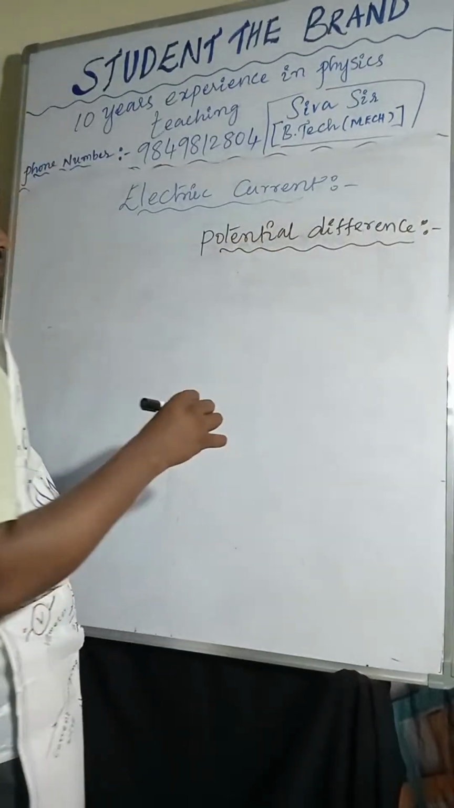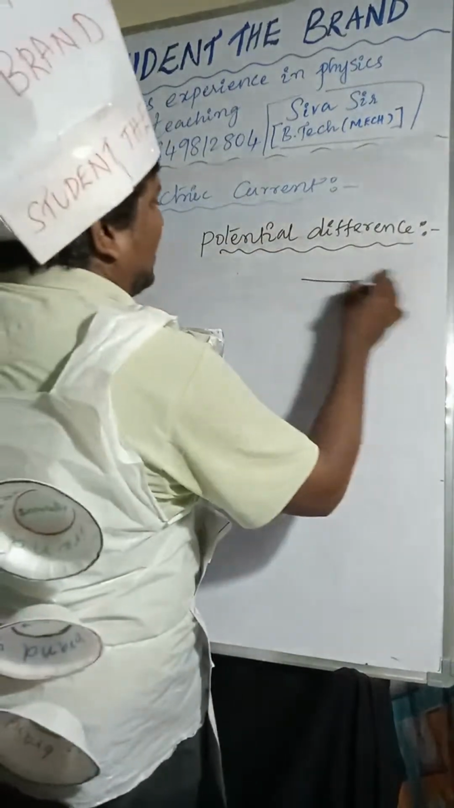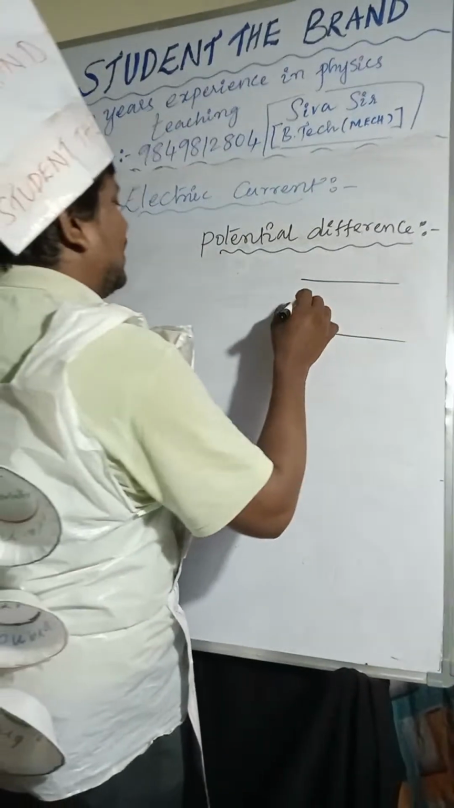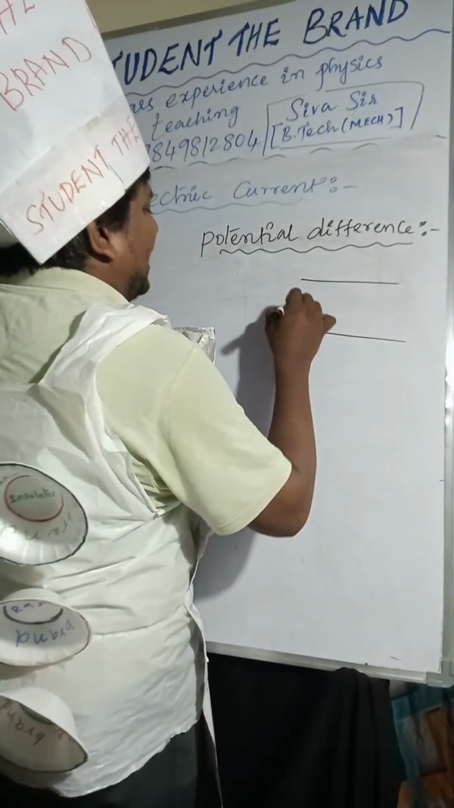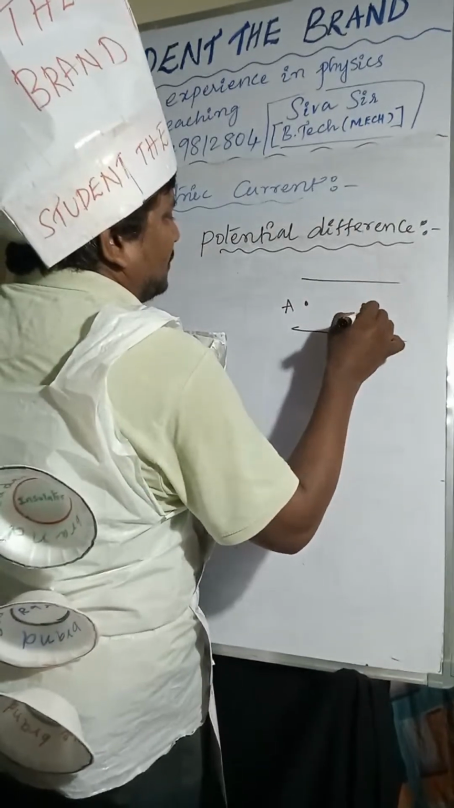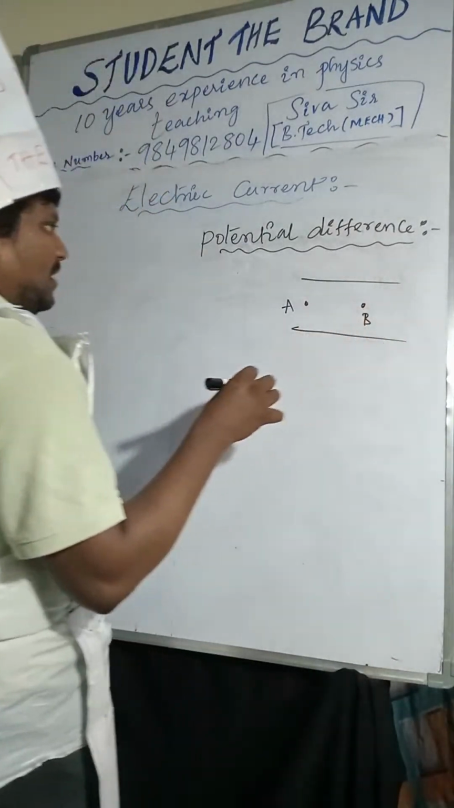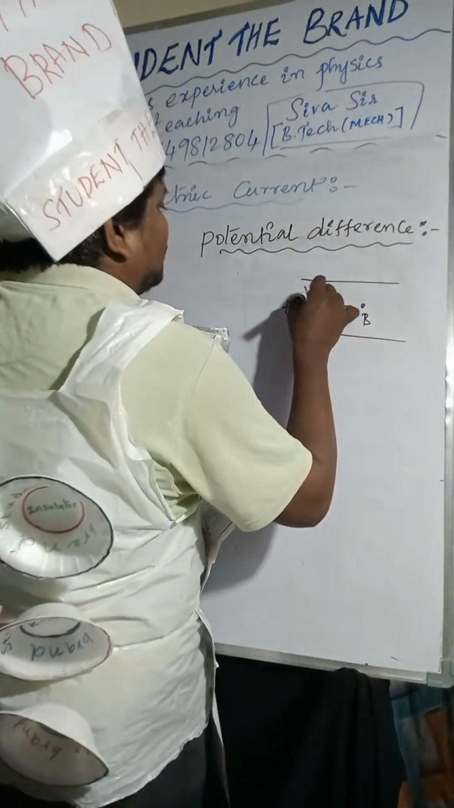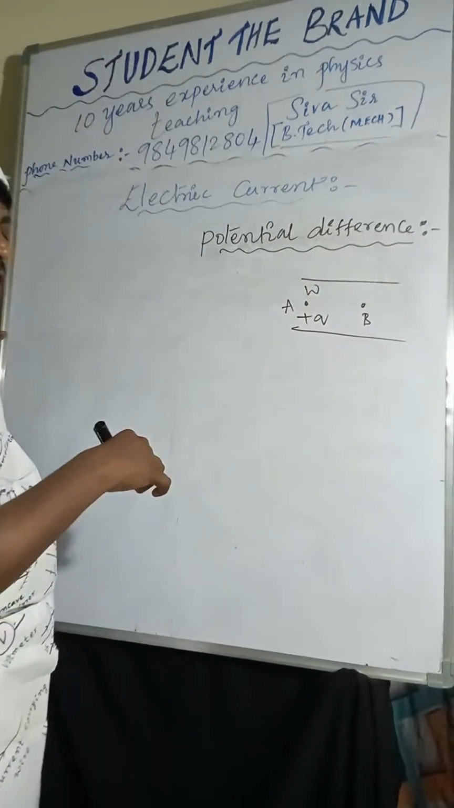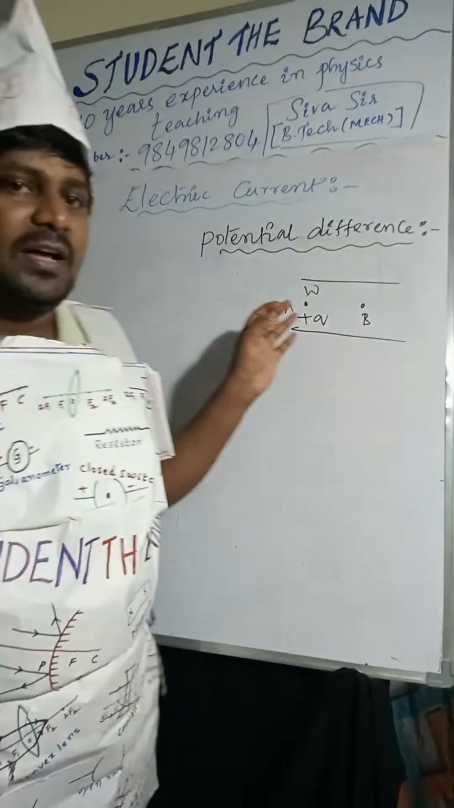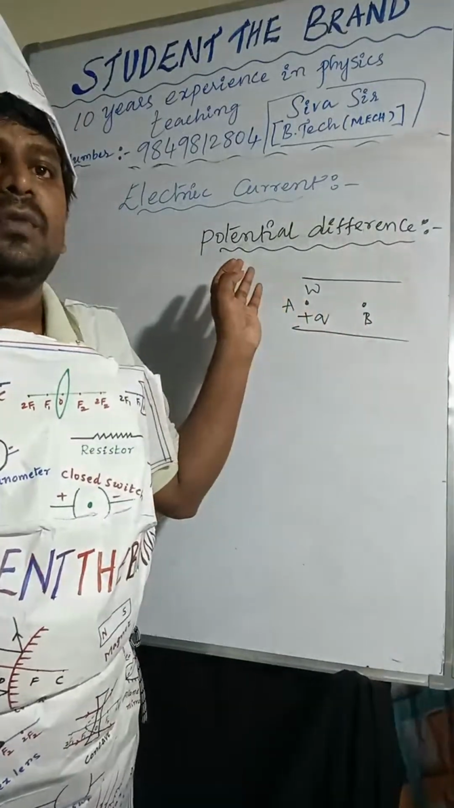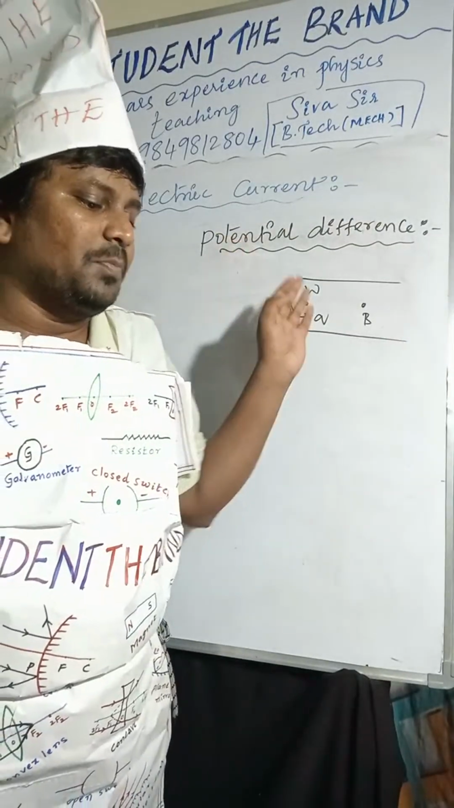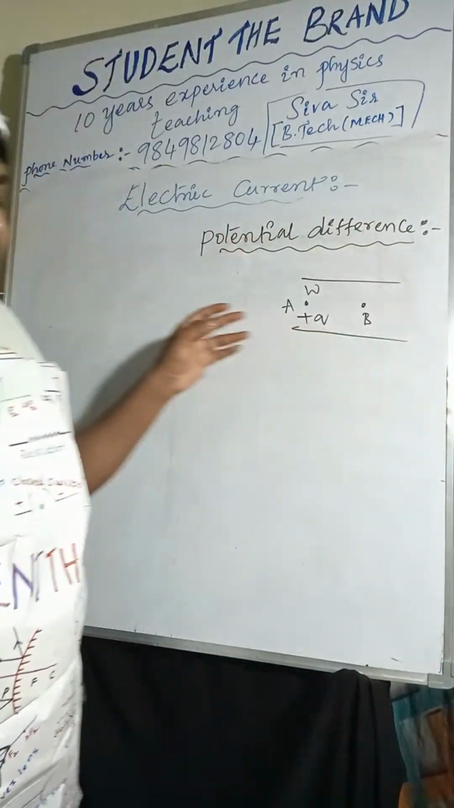In a conductor we are doing some work to bring one coulomb of charge. So we are doing some work to bring positive charge from point A to point B, from one point to another point within the conductor.